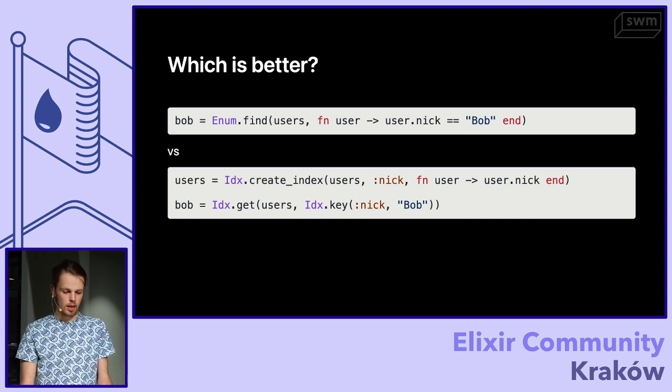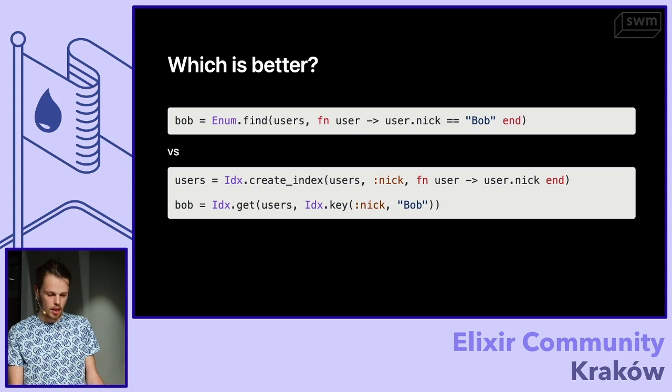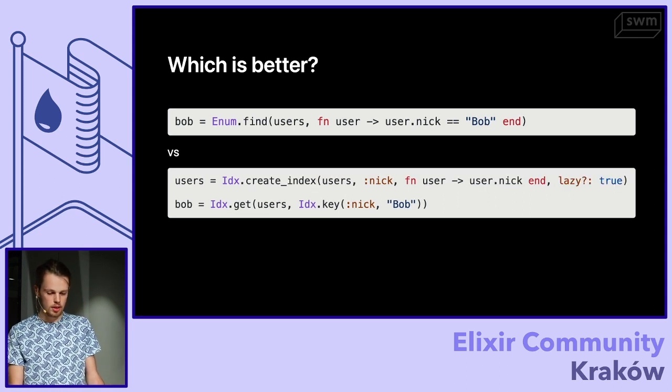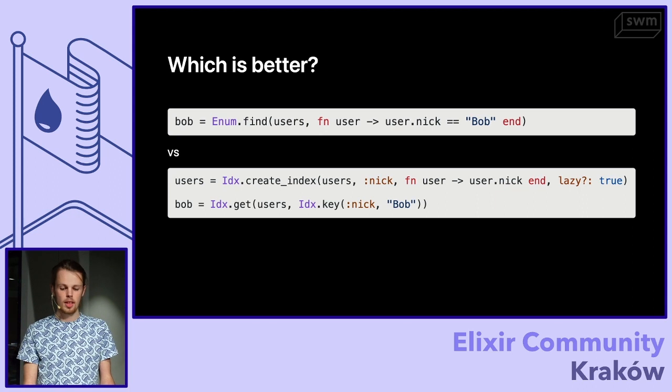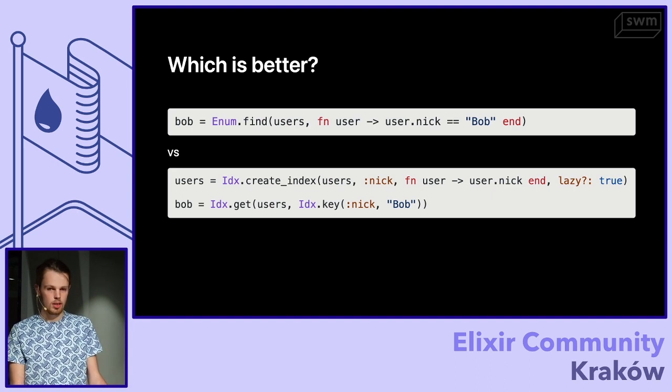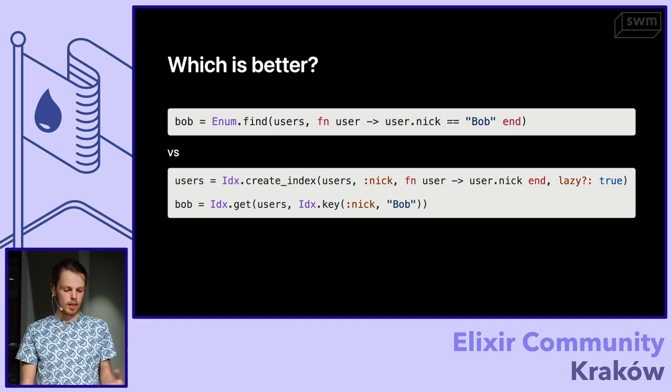That's why IDX provides a feature called lazy indices. So we can pass an additional argument, lazy, and set it to true. Thanks to that, this access will work the very same. Both examples will work in the same complexity, and this new lazy index won't add any overhead when we are changing the users, when we are adding them.